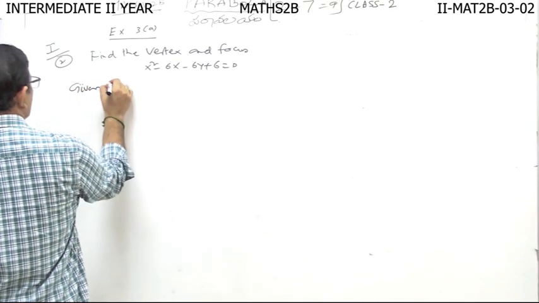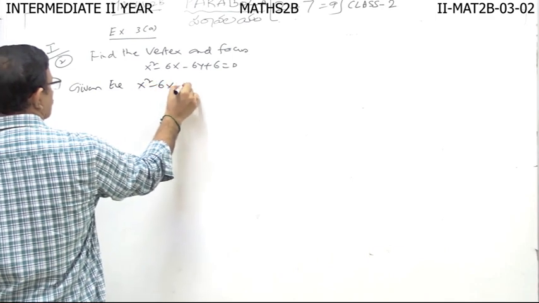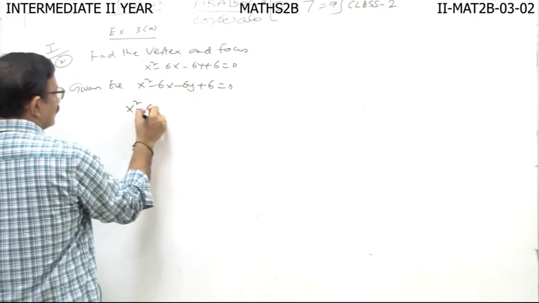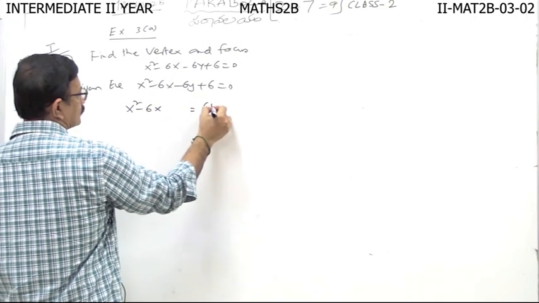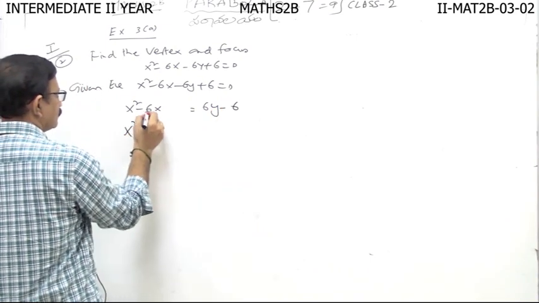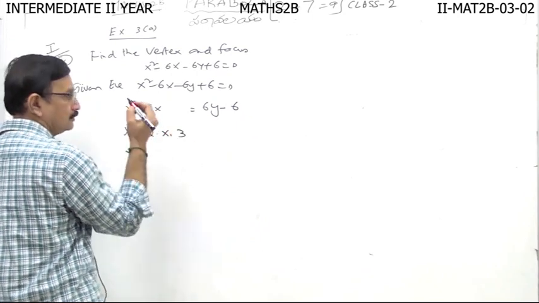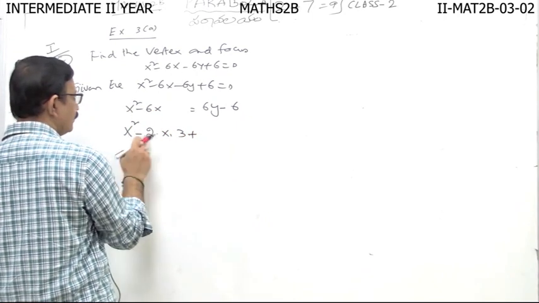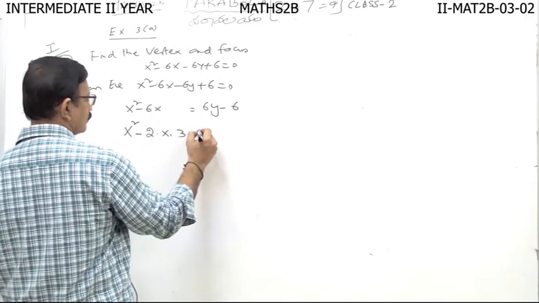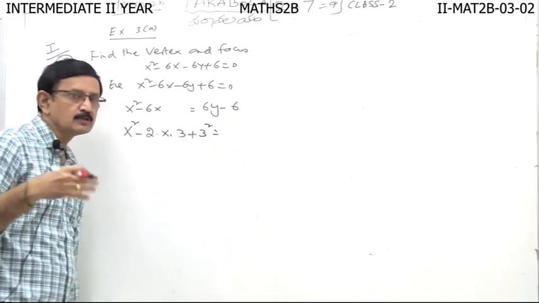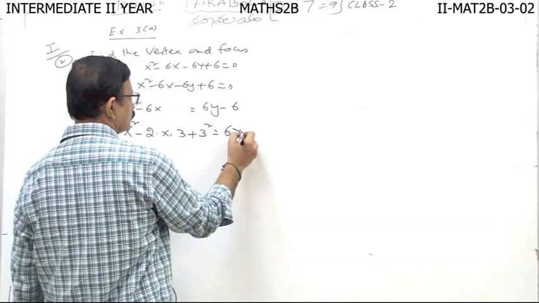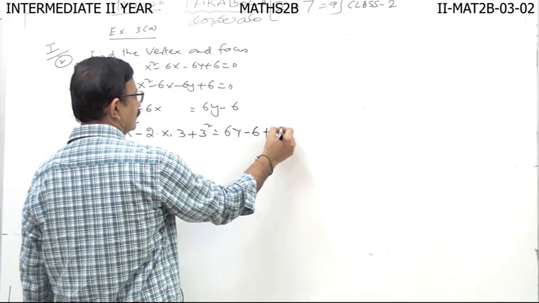Given equation x² − 6x − 6y + 6 = 0. Now x² − 6x = 6y − 6, taking the rest to the other side. Now write x² − 2·x·3 and compare with a² − 2ab, where b = 3, therefore we need b², the next term, 3², that means 9. We are adding 9 to the left side, therefore the same should be added to the right side.